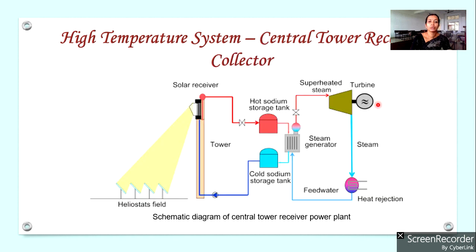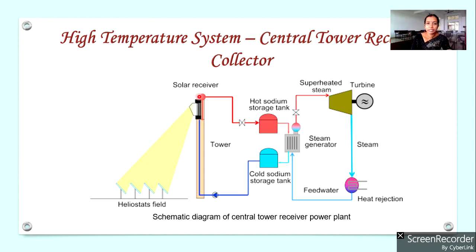So now let us move on to the high temperature system. High temperature systems have very high temperatures, more than 300 degrees Celsius. So it should use a high temperature concentrating collector, that is the central tower receiver collector. This is a central tower receiver power plant schematic diagram. Let us see how a central tower receiver collector power plant works.